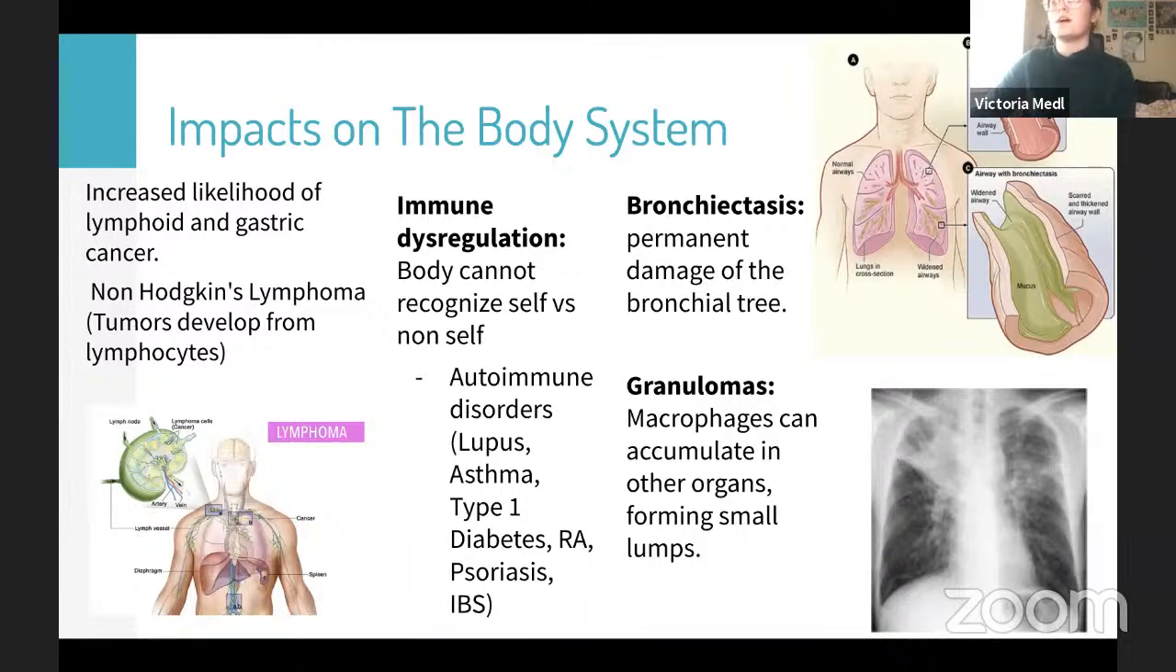And there's another one related to the blood, which is autoimmune hemolytic anemia, which results in the premature destruction of red blood cells. Other autoimmune disorders such as rheumatoid arthritis, lupus, asthma, and type 1 diabetes are pretty common in people with CVID because it leads to a sort of immune dysregulation.